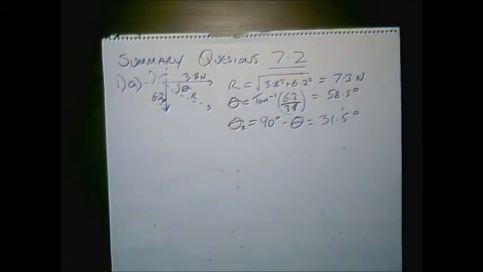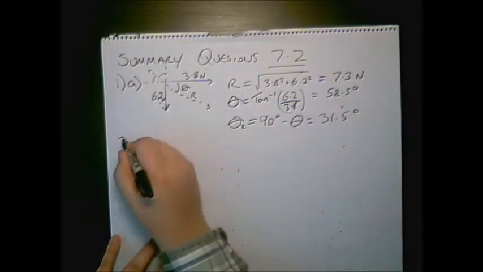Question 2. A small object of weight 5.4 newtons is at rest on a rough slope which is at an angle of 30 degrees to the horizontal. Sketch a diagram to show the three forces acting on the object. Calculate the frictional force on the object, and the support force from the slope on the object. So, question 2.